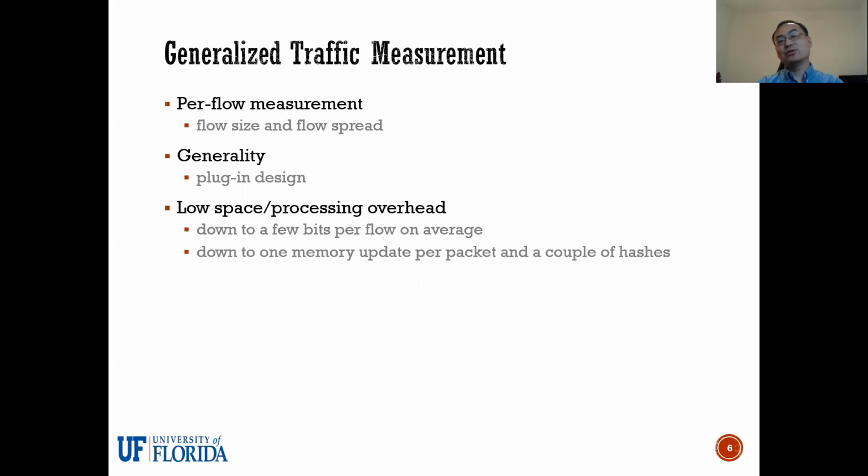We also want our solution to have low space and processing overhead. For low space overhead, we want the overhead to be down to a few bits per flow on average, which is very challenging. Think about the spread measurement. And we want the processing overhead to be down to 1 memory update per packet with a couple of hashes. There will be more expensive algorithms in our solution framework, but it's a trade-off. Some are less accurate, but more efficient.